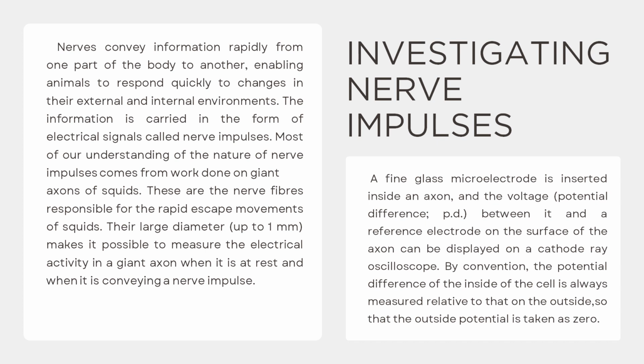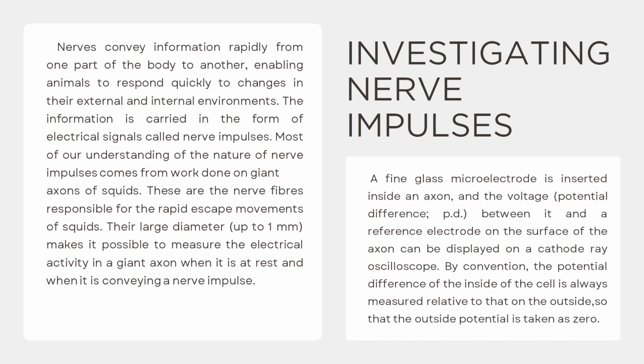Most of our understanding of the nature of nerve impulses comes from work done on giant axons of squids. These are the nerve fibers responsible for the rapid escape movements of squids. Their large diameter makes it possible to measure the electrical activity in a giant axon when it is at rest and when it is conveying a nerve impulse.